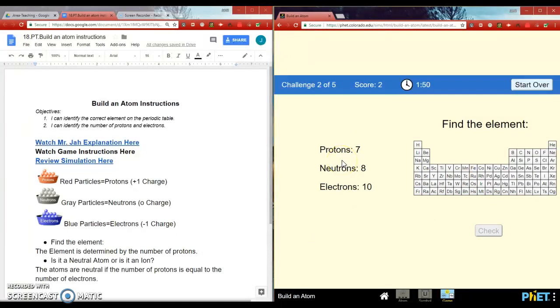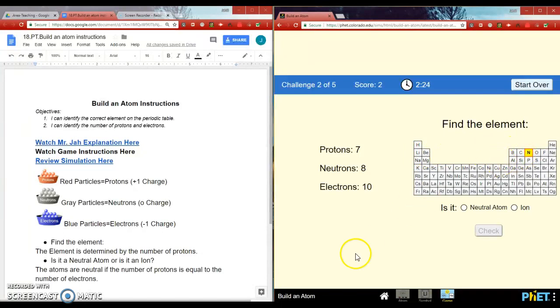Now, the game is going to give you two versions, right? The first one is going to give you a planetary model example, and then this one is just going to give you the number of protons, electrons, and neutrons. So let's take a look at this example. How many protons do you have? Go ahead and read it. You have 7. So you're going to count. Remember, you go from left to right. So 1, 2, 3, 4, 5, 6, 7.